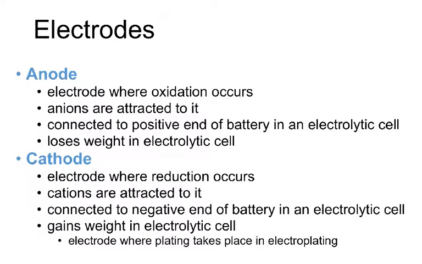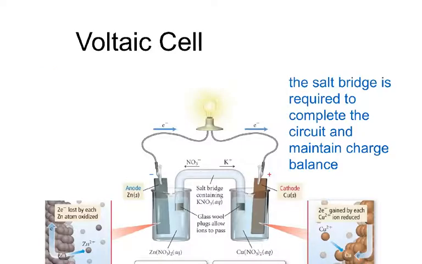A cathode is where reduction occurs. Cations are attracted to it. It's positively charged. It's connected to the negative end of a battery in an electrolytic cell, and it will gain weight in an electrolytic cell. It's where the plating takes place.